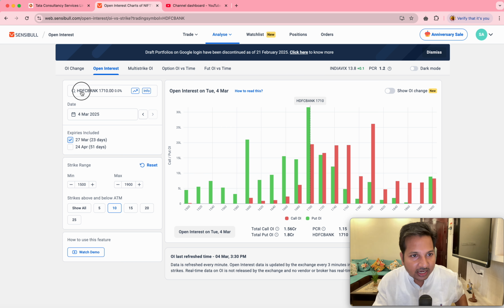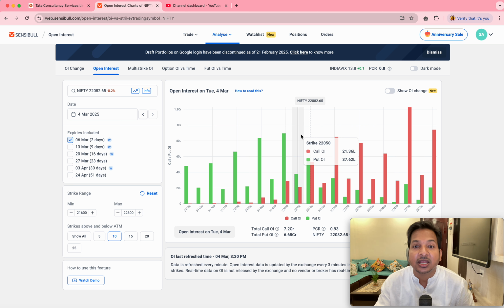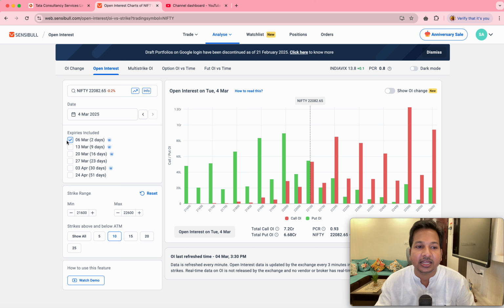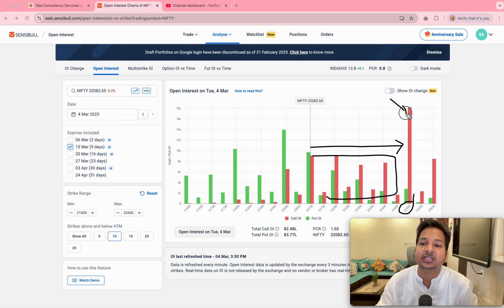Now suppose you are trading Nifty and Bank Nifty, you can also use it, and you can see that similar data is there on both sides, which means Nifty can be sideways, between 22,000 and 22,500 for this expiry. If you change the expiry to the 13th, the data will change and it shows that there are higher put options than call options. Call options are lesser than put options. So Nifty can reach up to this level, which is 22,500, and after that there is a very big resistance.